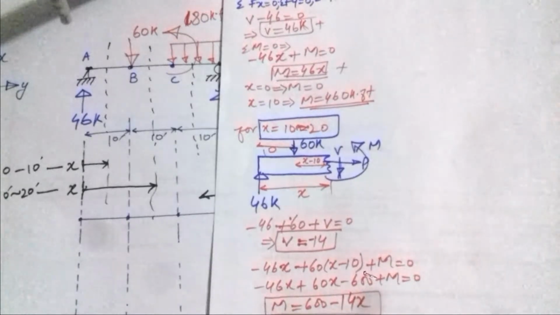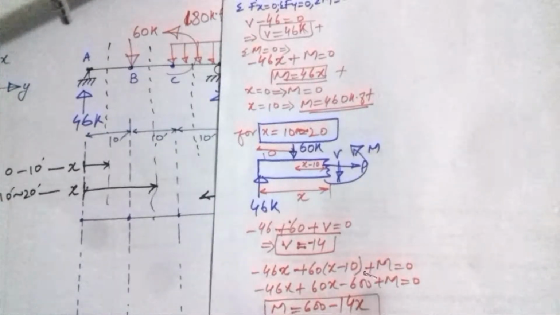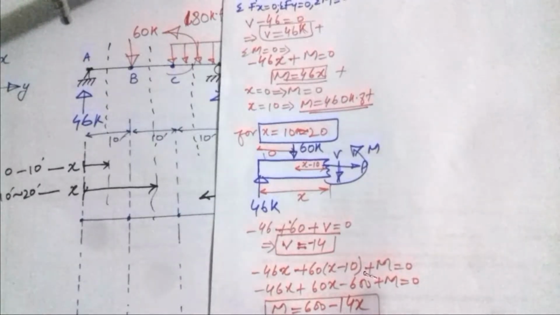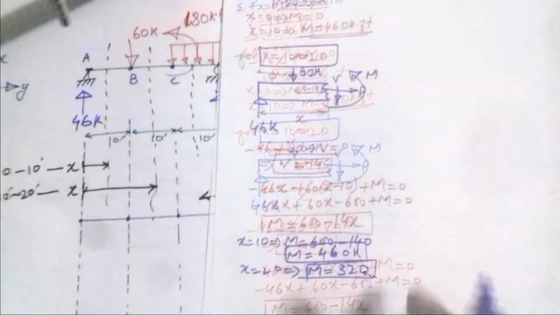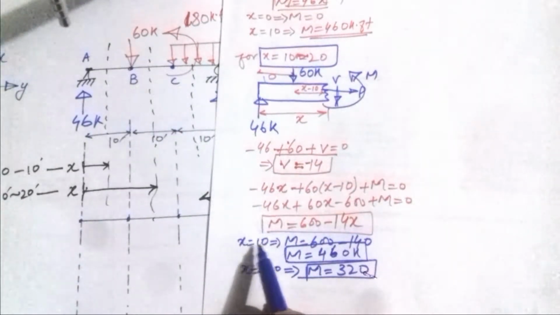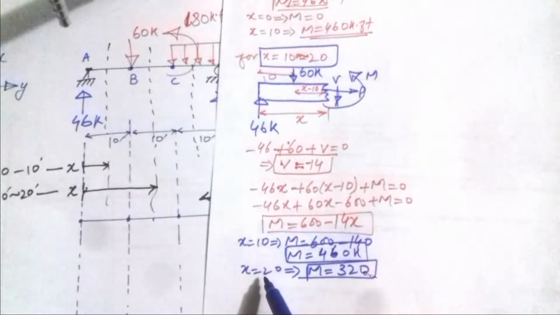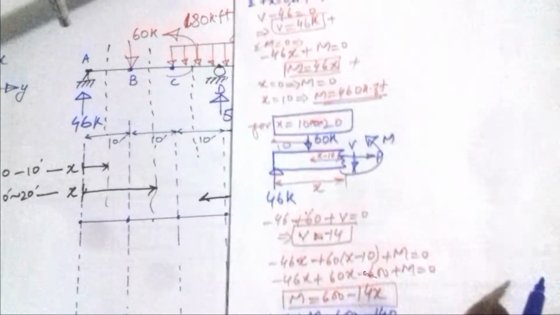So this is the value of our moment. When x is equal to 10, the bending moment would be 600 minus 140, which is 460, and when x is equal to 20, the bending moment would be equal to 320 kip-ft. So the two sections have been solved.